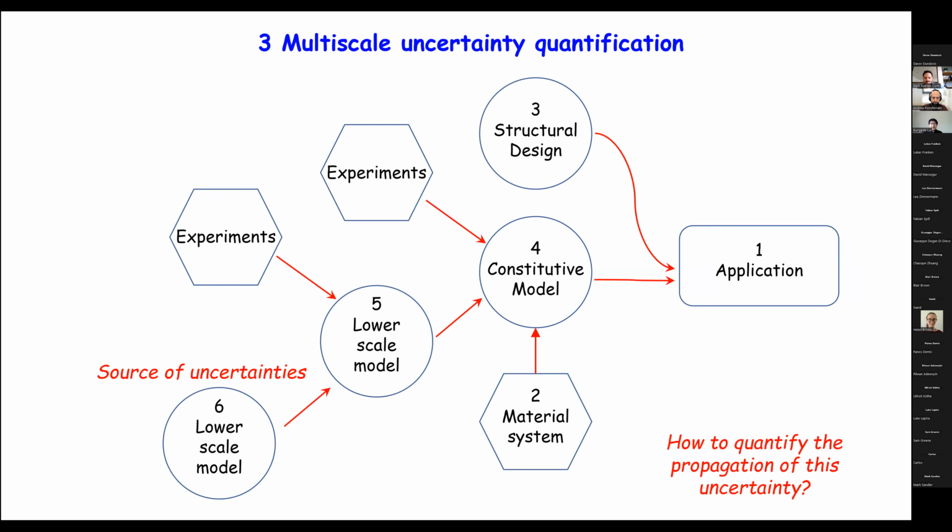Now, this ends the second part of my discussion, and I understand that there's not much time left, but I'll briefly discuss the third topic, which is on uncertainty quantification. As you can see, with this multiscale modeling framework, there are uncertainties from each scale, and they are going to propagate as we conduct our multiscale modeling. So the question to ask is how to quantify the propagation of these uncertainties.